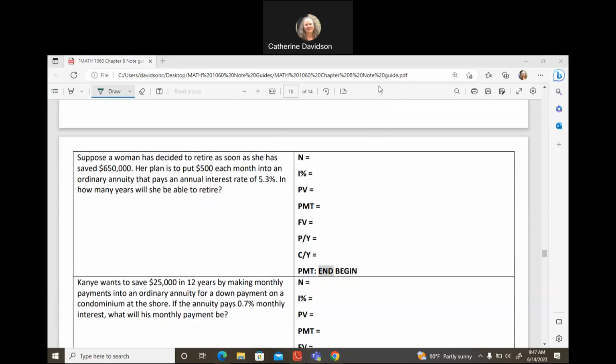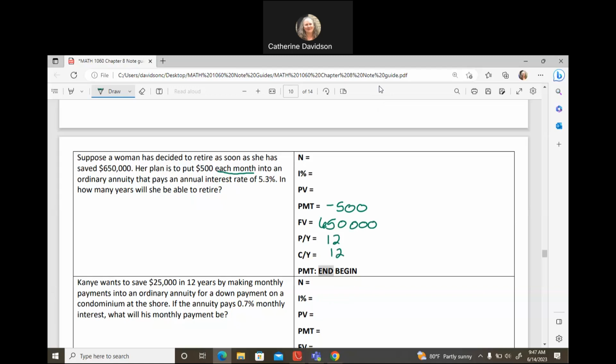Suppose a woman has decided to retire as soon as she's saved $650,000. Her plan is to put $500 each month into an ordinary annuity that pays an annual interest rate of 5.3%. How many years until she will be able to retire? Where would this $650,000 go? That's in the future. That's how much she wants to have saved so that she can retire. Her plan is to put $500 each month into an account. Each month tells us that it's being compounded monthly, because your payments per year and your compounds per year are going to be the same.